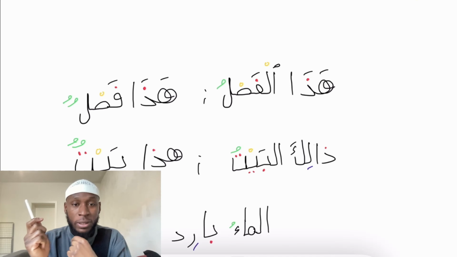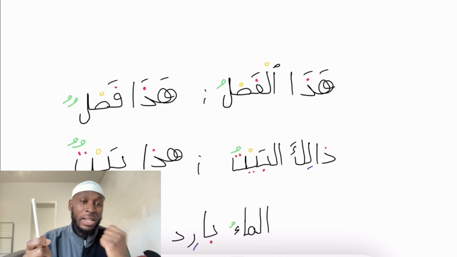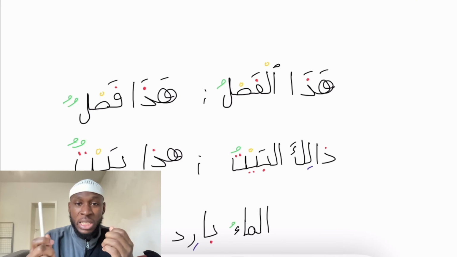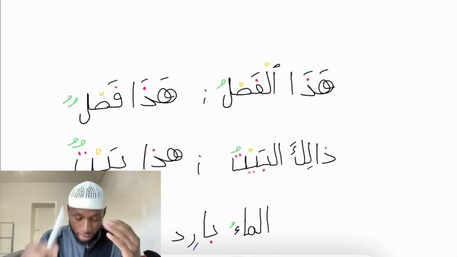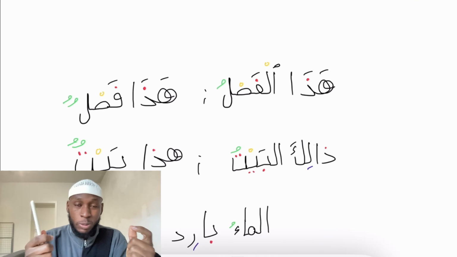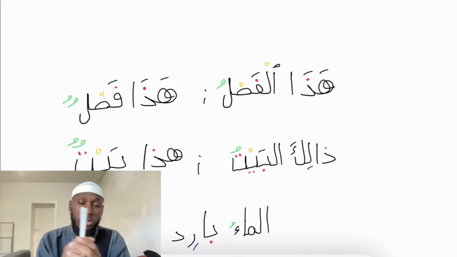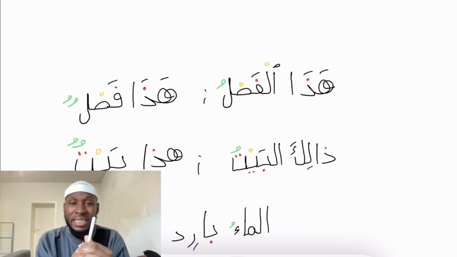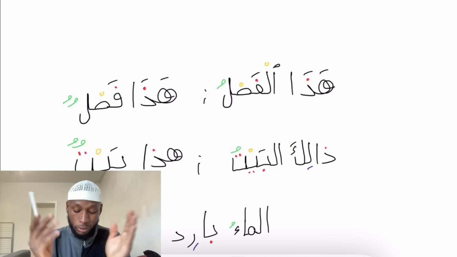We say the subject is always definite, as for the predicate, most of the time it is indefinite. So let's reformulate it. Most of the time the subject, the mubtada, is definite, and most of the time the khabar, the predicate, is indefinite. So what do we have here?